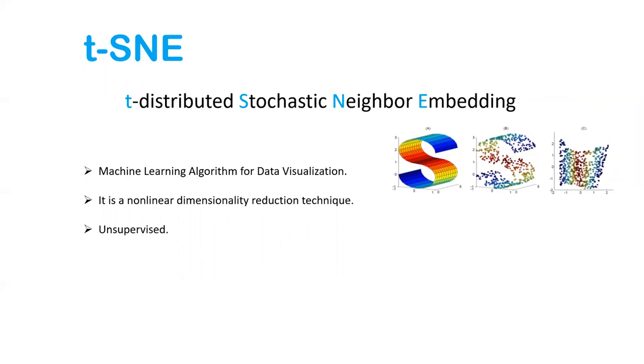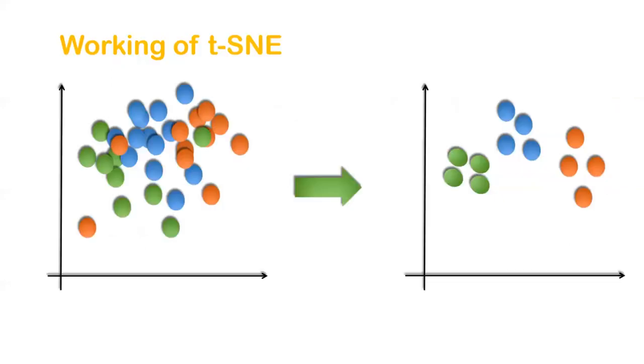You see the image, it has a letter S. It is an example of non-linear dimensions. And dimensionality reduction is nothing but reducing the dimension from high level to low level. And t-SNE is well suited for visualization of high dimensional data sets and data exploration, and of course it is an unsupervised algorithm.